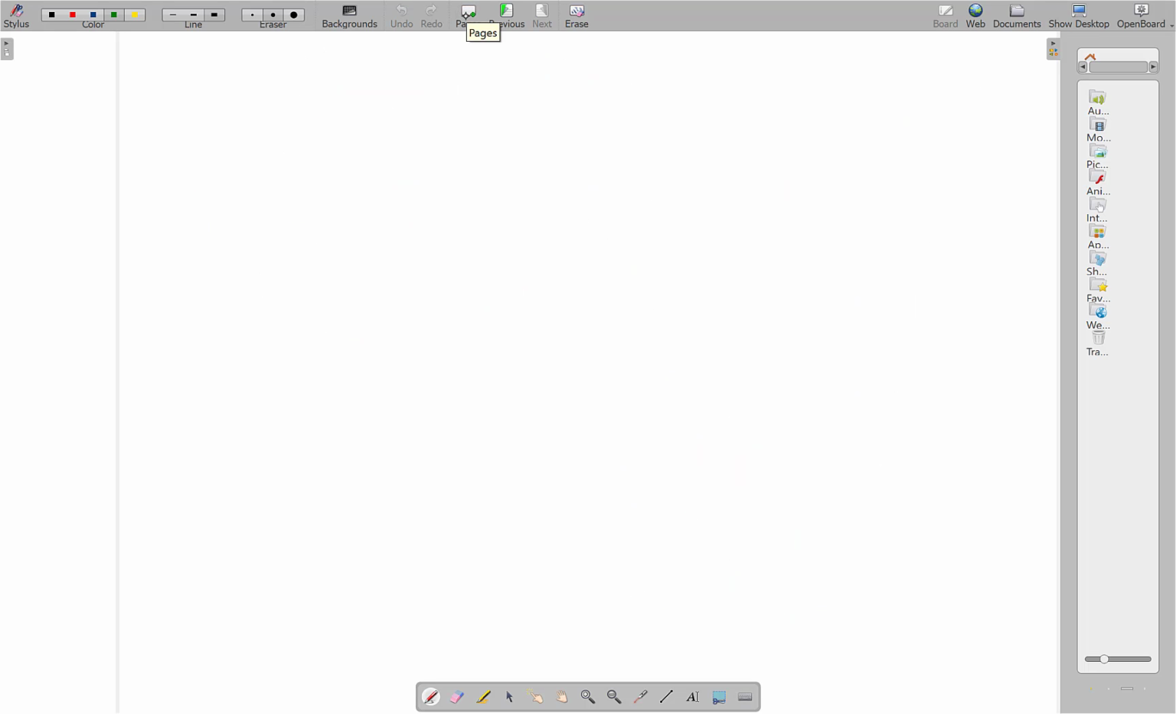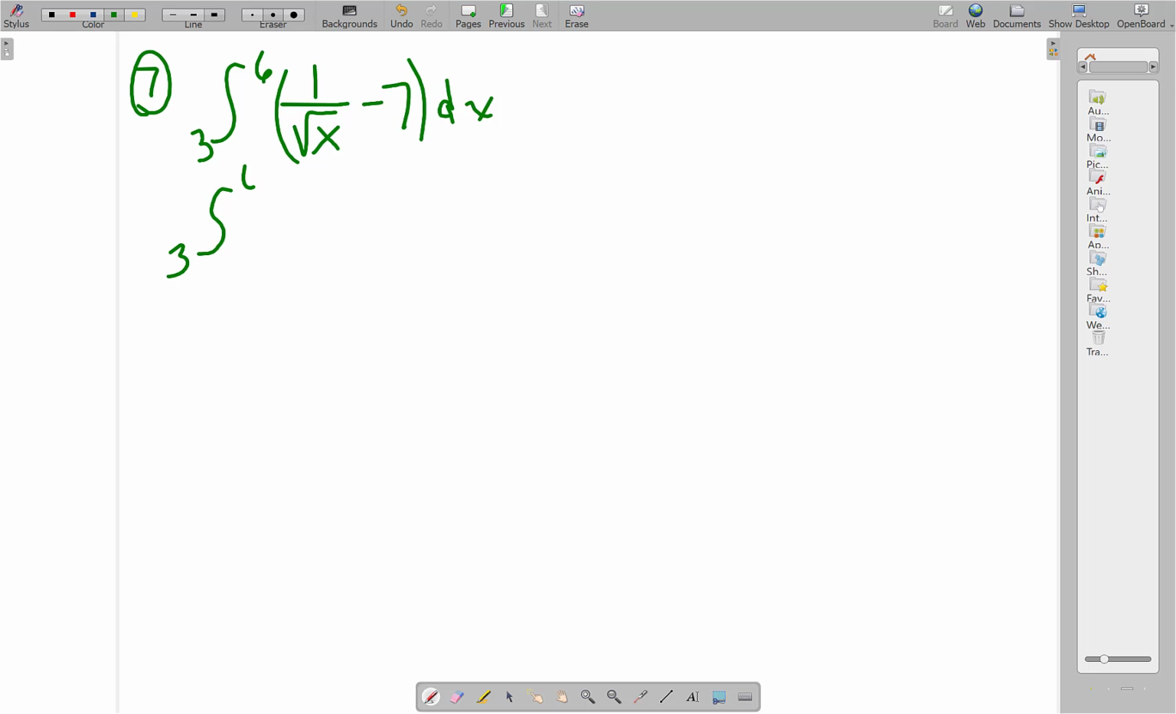Go on to problem number 7. Integrate between 3 and 6 the function 1 over the square root of x minus 7 dx. So we're doing this whole thing, and what we want to do is just rewrite this first of all. From 3 to 6, we're going to integrate 1 over x is the same as x to the negative 1/2, because it's in the denominator and it's to the 1/2. So to move it to the top, we would have to make it a negative 1/2, minus 7 dx.